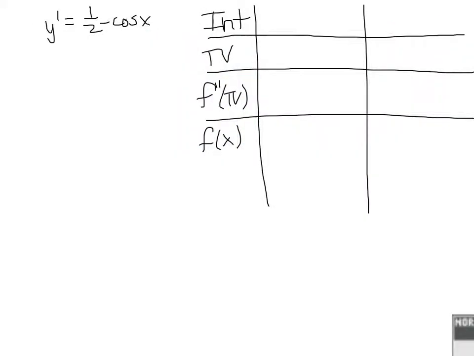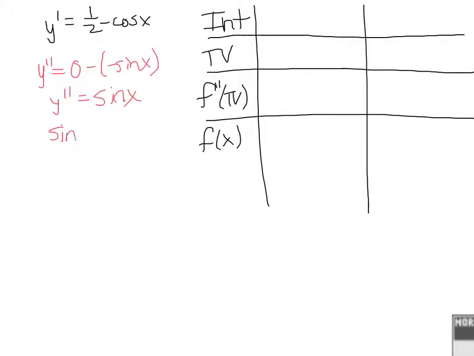All right, on to the second derivative test. So our first derivative is 1/2 minus cosine x. Find y double prime. The derivative of 1/2 is 0, minus the derivative of cosine is negative sine. So we end up getting y double prime equaling sine x. Ooh, this is a nice easy one. Again, sine x is defined everywhere, so I don't have to worry about it.